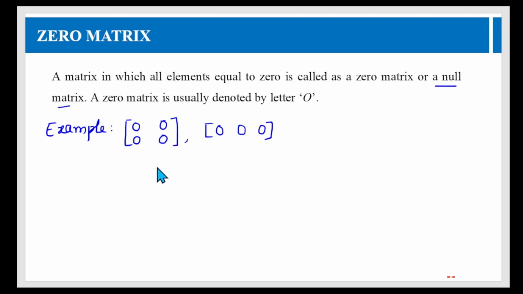No, these are the examples. What is zero matrix then? A matrix in which all the elements are equal to 0.